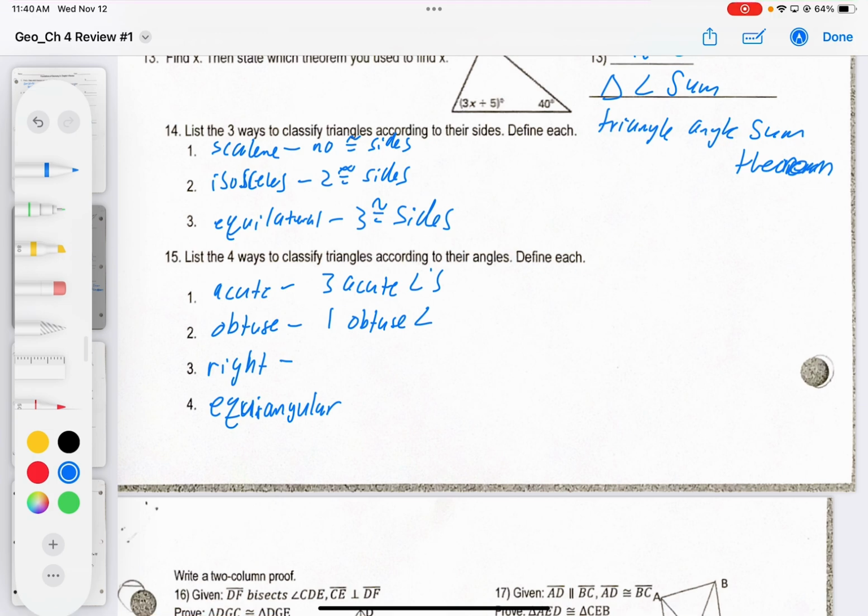Thanks. If it's right, it has 1 right angle, and if it's equiangular, all of them are 3 congruent angles. Raphael, if it's 3 congruent angles, what do all of them measure? 60. Good.